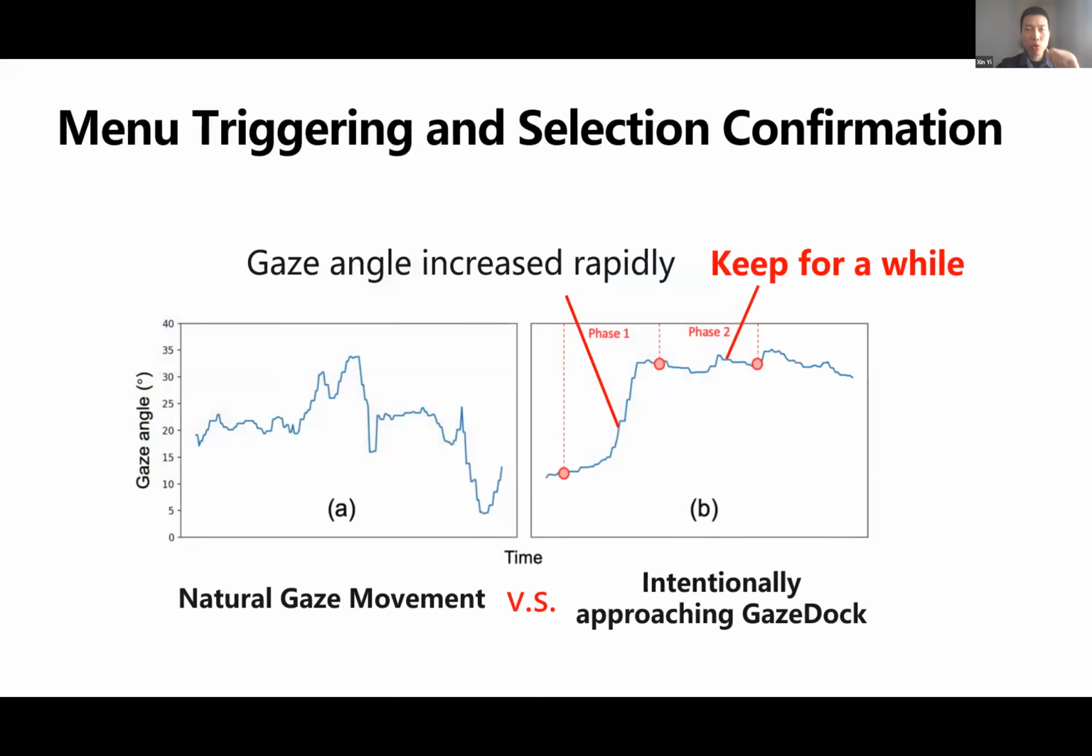When designing the menu triggering and selection confirmation mechanism of GazeDock, we observed that intentionally approaching GazeDock typically consists of two phases. The gaze angle increased rapidly in phase 1 and was kept for a while in phase 2. This feature in phase 2 was different from that during natural gaze movement.